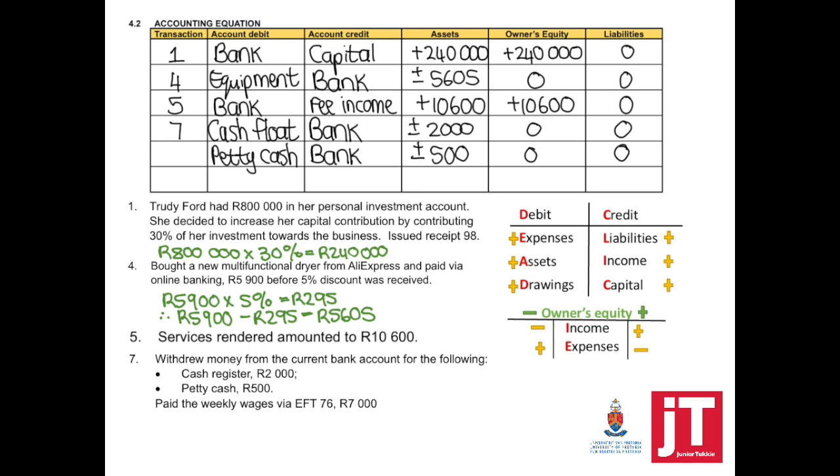Then on the same day, paid the weekly wages. From the CPJ, bank is always credited. If money is paid out from our bank account, bank is always credited. Account debited, wages. Bank is a current asset. That's why it's minus. Money went out of our bank account. Because my expense will increase, it will have a negative effect on the owner's equity, and nothing happened with my liabilities.